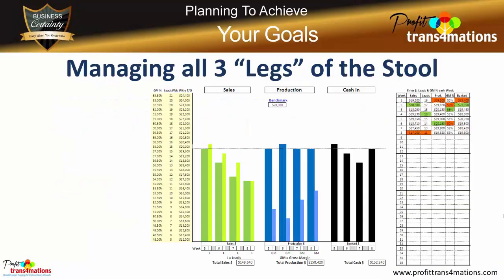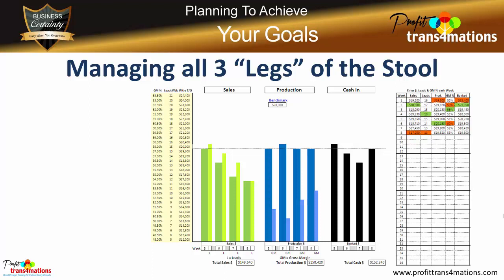What you're seeing here is a screenshot of another measuring tool. What this does is track those three legs of a business: get the work, do the work, get paid for the work. So the left-hand side, the green, is the sales coming in. The wide band is the dollar figure of sales. The narrow band is the number of leads.